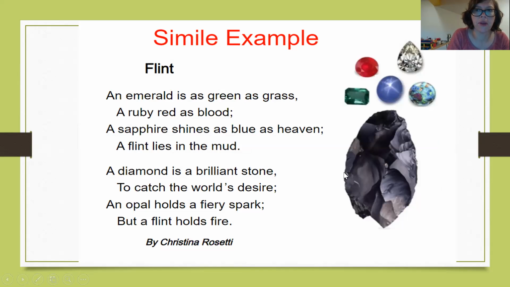Here's another poem with some examples of similes. Flint. An emerald is as green as grass, a ruby red as blood, a sapphire shines as blue as heaven, a flint lies in the mud. A diamond is a brilliant stone to catch the world's desire. An opal holds a fiery spark, but a flint holds fire. So this has a number of good simile examples in it. We've got emerald as green as grass, ruby red as blood, sapphire as blue as heaven. A bunch here at the beginning, right?